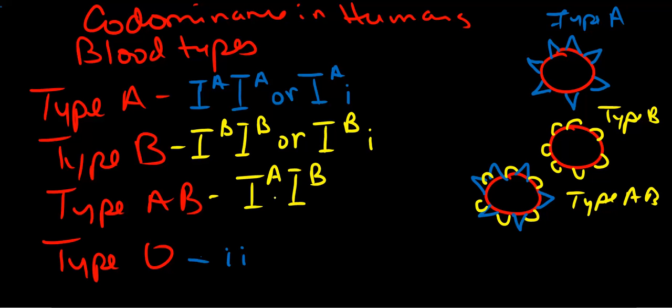So you have 6 genotypes and 4 phenotypes. Now, of course, for type O, the red blood cell would have nothing out there. None of these proteins.